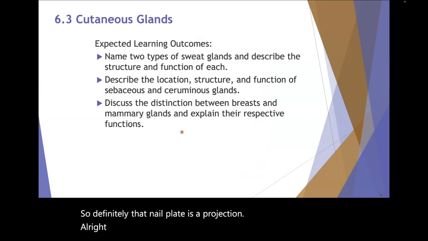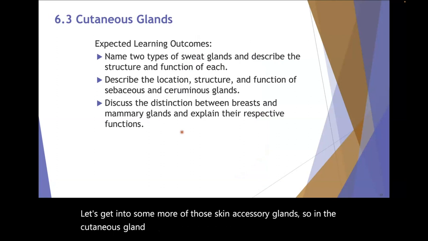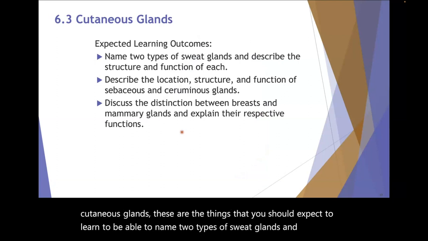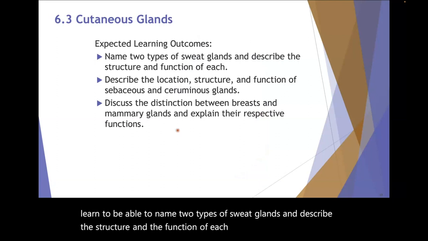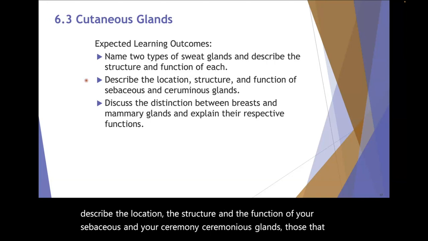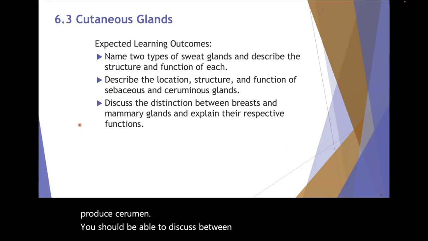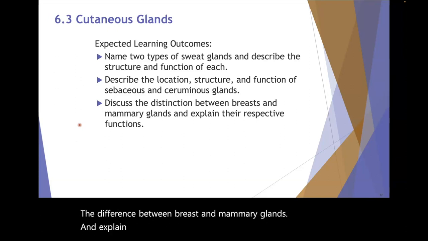All right, so let's move on. How about the cutaneous glands? Let's get into some more of those skin accessory glands. So in the cutaneous glands, these are the things that you should expect to learn. To be able to name 2 types of sweat glands and describe the structure and the function of each. You should be able to describe the location, the structure, and the function of your sebaceous and your ceruminous glands, those that produce cerumen. You should be able to discuss the difference between breast and mammary glands and explain their functions.